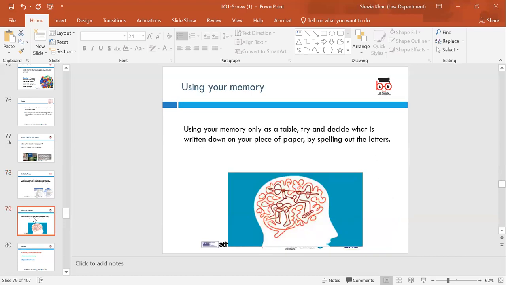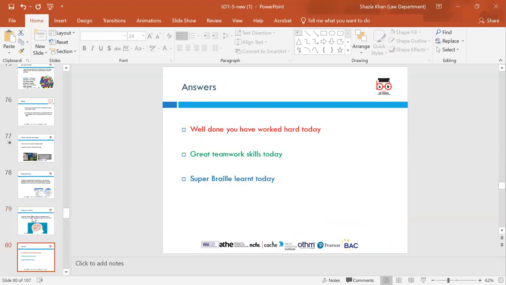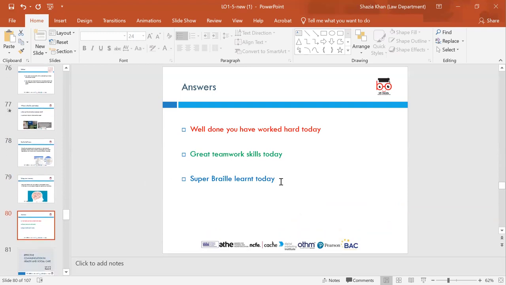Using the memory, as a table, try and decide what is written down on a piece of paper by spelling out your letters using Braille. So it's quite interesting to identify these kinds of things. So well done, you've worked hard today. Great teamwork skills, super Braille today.